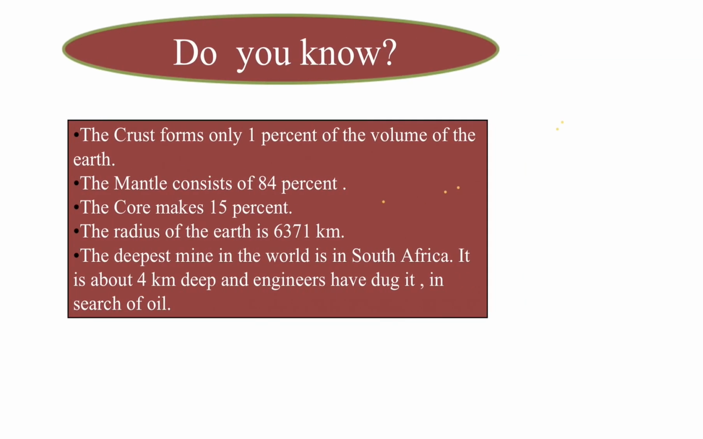Now some important facts related to all the layers of the earth. The crust forms only 1% of the volume of the earth. This we know is the thinnest layer, so it just contributes 1% in the volume. Then the mantle consists of 84% and it is the thickest of all the layers. Then the core makes 15%. And the radius of the earth is 6371 kilometer.